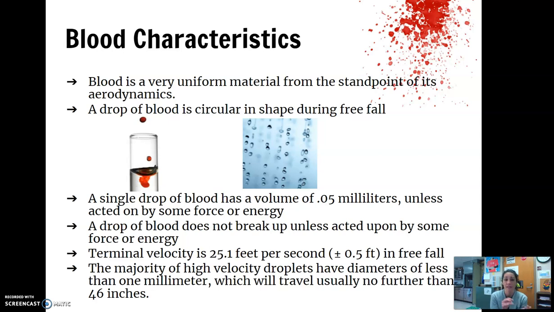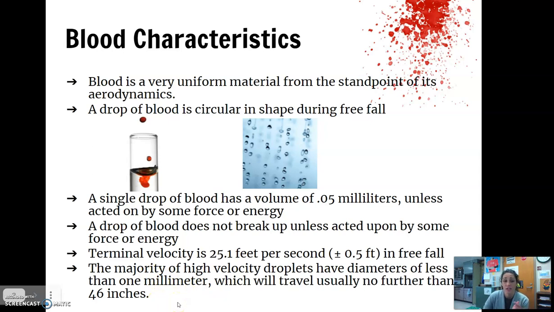It will fall. The terminal velocity means the fastest it's going to fall is 25 feet per second. So if blood drops, say, from a really high building, it's not going to go any faster than that 25 feet per second. And the majority of high velocity, so really fast droplets, are going to be less than 1 millimeter in diameter. That's going to be approximately like the width of one of these letter L's. That's very small, 1 millimeter.